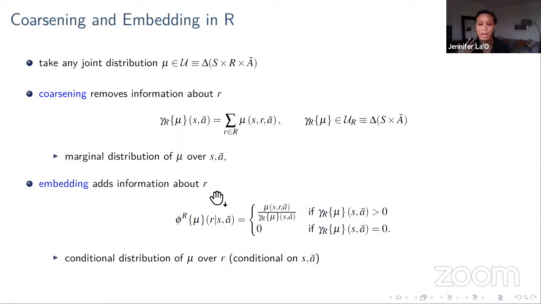Suppose you want to add information back. How would you add that back? Well, you need the conditional distributions. Any joint distribution mu not only has marginal distributions, but also conditional distributions. So if I'm adding information back about R, I would multiply by the conditional distribution of R conditional on S, A bar, which comes simply from Bayes' rule. This is the conditional distribution defined by mu over R.